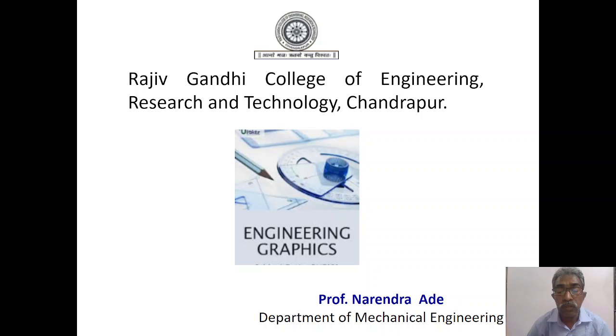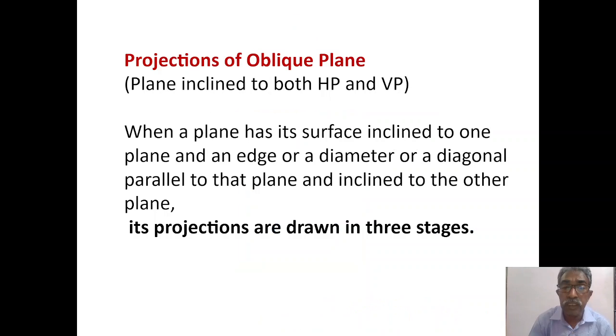In this video, we will focus on projections of the plane which is inclined to both the horizontal plane and the vertical plane. When a plane is inclined to both the horizontal plane and the vertical plane, its projections are drawn in three stages. In the first stage, you have to draw projections in a simple position, meaning assuming the plane parallel to one of the reference planes. In the second stage, take the plane inclined to one of the planes, and in the third stage, take the plane inclined to the other plane.